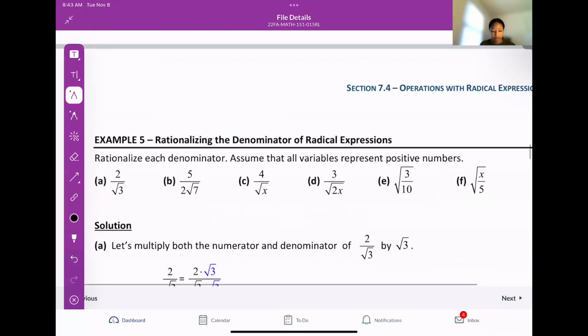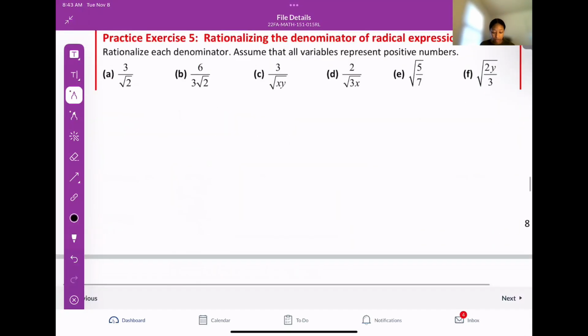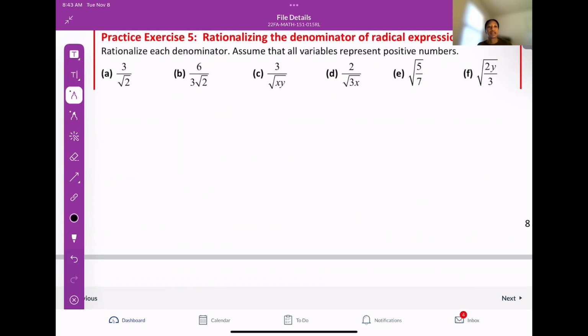All right, I'm going to skip past all of these examples and go straight to the practice with rationalizing. Anytime we have radical expressions that have a radical in a denominator, you will need to rationalize your denominator.